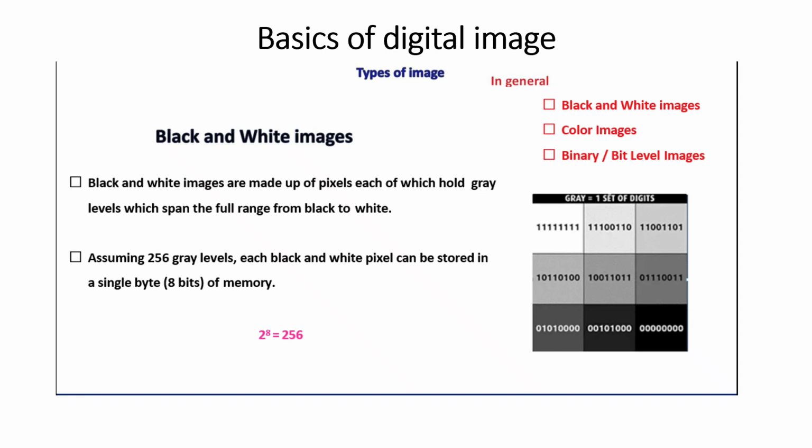These are all types of images: black and white images, color images, and binary or bit level images. Normally we say bit level images have only 0 and 1. Color images have three components, R, G, B, red, green, blue, the primary colors. Black and white images have only black and white, that is two combinations, 0 and 1. Bit level may also have some variations in gray level. Black and white images are made up of pixels, each of which holds gray levels that span the full range from black to white. So 256 is equal to 2 power 8. Each black and white pixel can be stored in a single byte, 8 bits of memory.